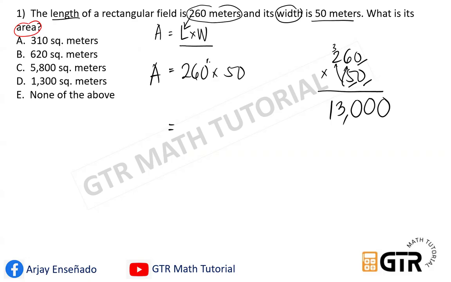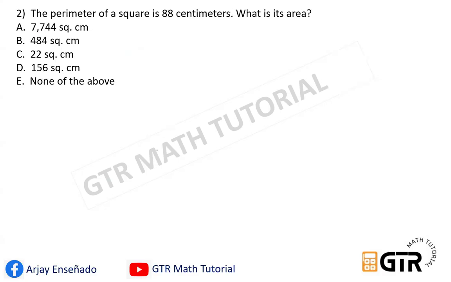So the unit of this is meters and then another meter. So when we multiply the meters, we have meter squared or square meters. So the answer is 13,000 square meters. So we don't have 13,000 square meters among the choices. So the correct answer is letter E, none of the above.